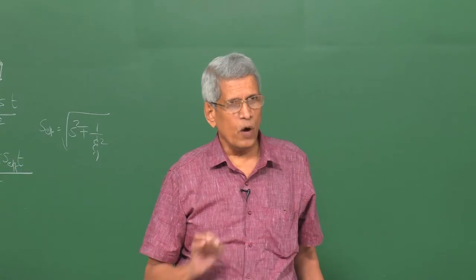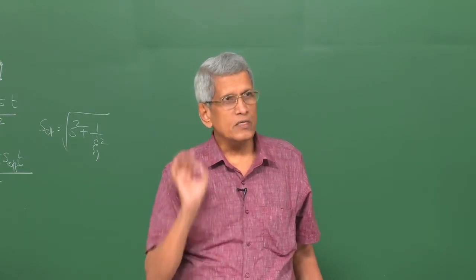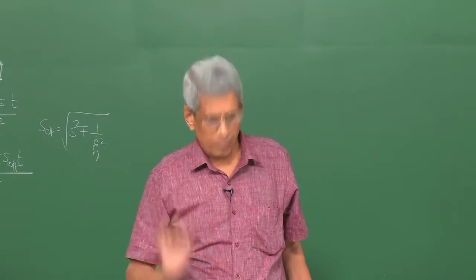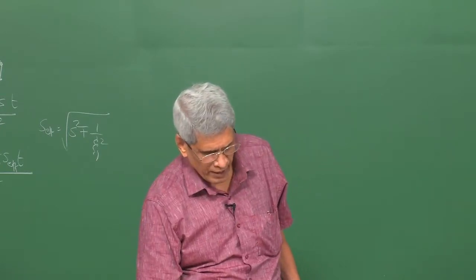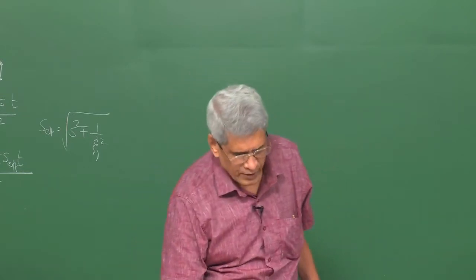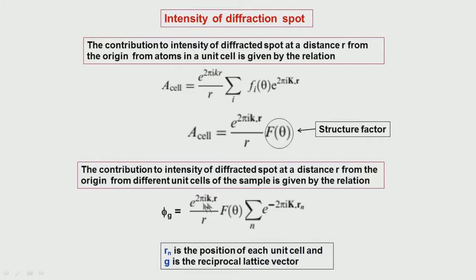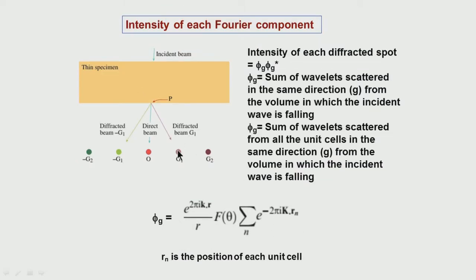Now we will go into a dynamical theory just to get some brief idea about it, because this requires an understanding of quantum mechanics. Before going into it, what I will try to tell you is that psi g of the scattered wave depends upon this term. F of theta is the structure factor, correct, and the sum over n is over the full unit cell which we have to consider. This is how phi g for each wave is going to be.